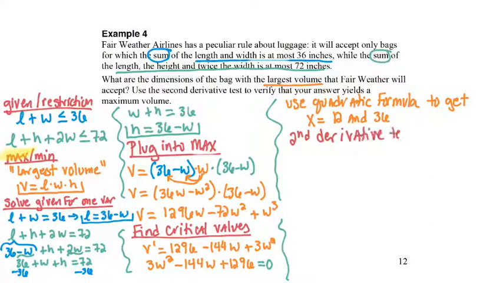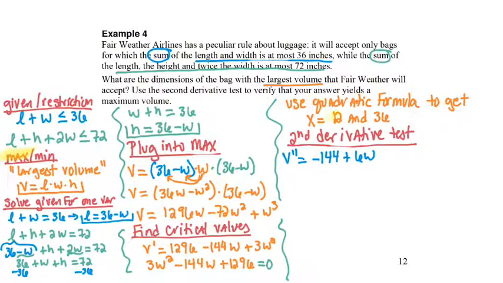So to use the second derivative test to verify which or both of those are maximums, I need to first find the second derivative. So I'm looking down here at my first derivative, and as you know, the derivative of 1296, since it doesn't have a W, is going to go away, but the derivative of negative 144W is just negative 144, and the derivative of positive 3W squared is plus 6W.